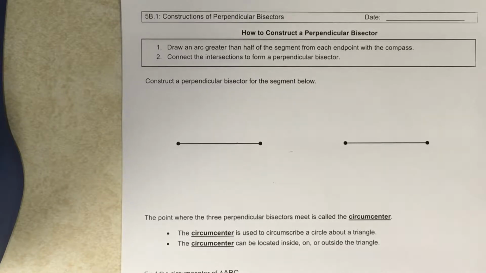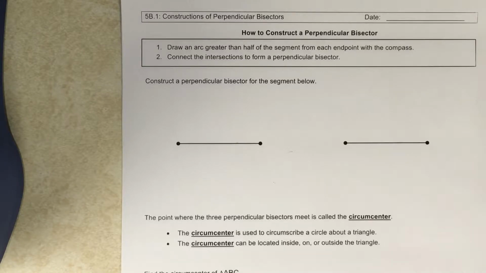You learned in the last unit that a perpendicular bisector does two things. It cuts a side in half into two smaller equal segments. It also will cut it in half at a 90-degree angle. So what we're going to look at today is how to construct exactly that.